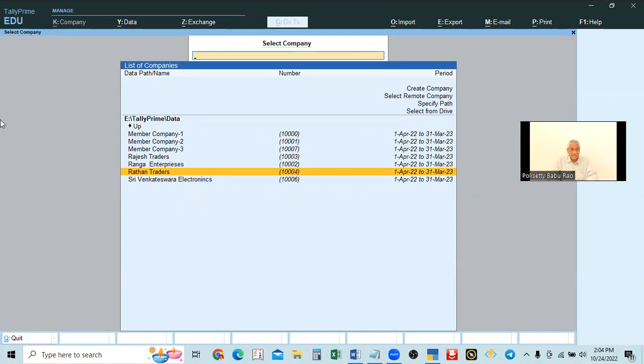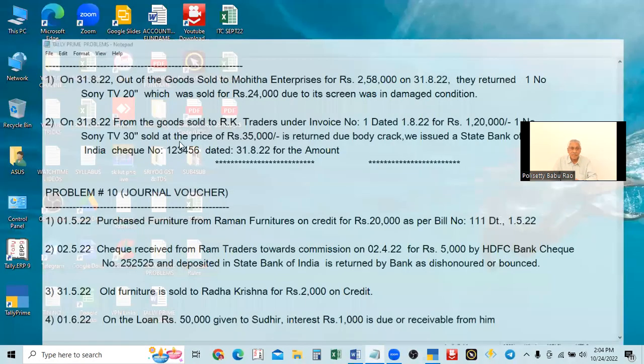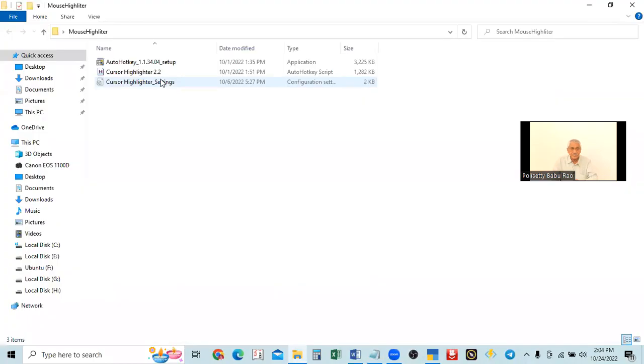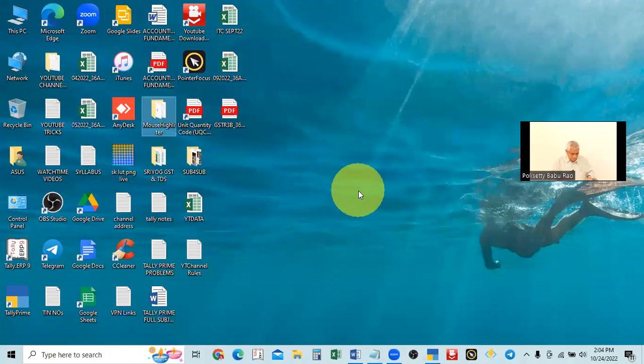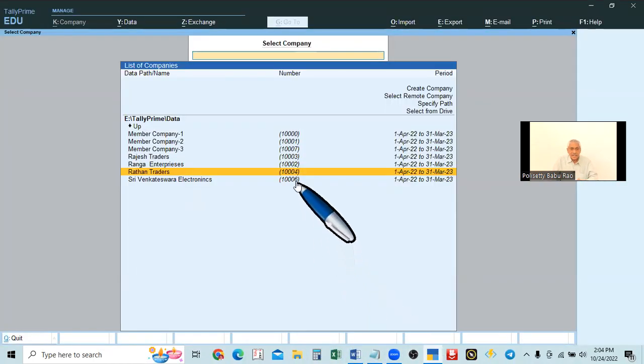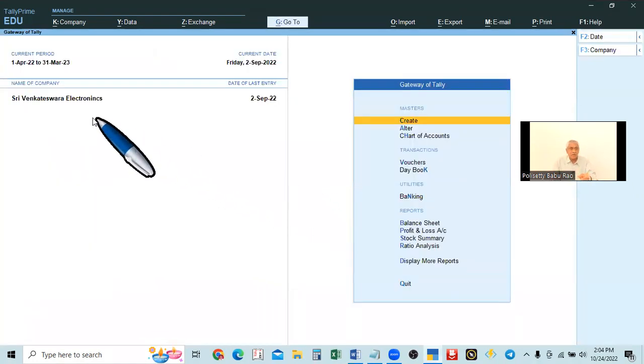Here we are entering the select company page. So when you select this company and click enter, that company will be loaded in Tally Prime. Now the Gateway of Tally is loaded, and in it the company which you selected is loaded.